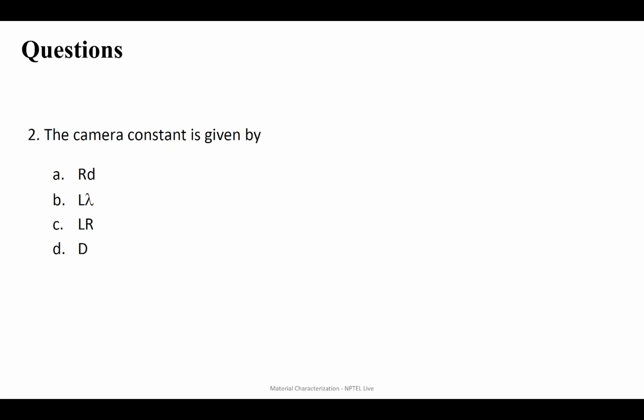The camera constant is given by R D, L lambda, or L R D. The answer will be L lambda.